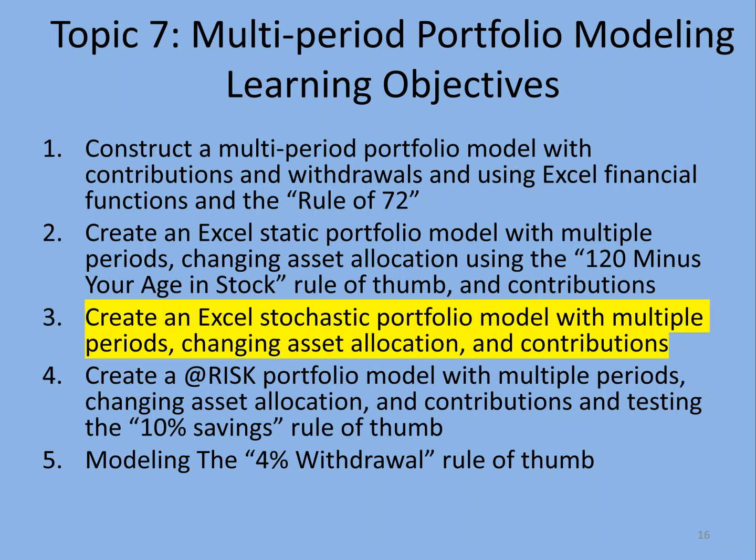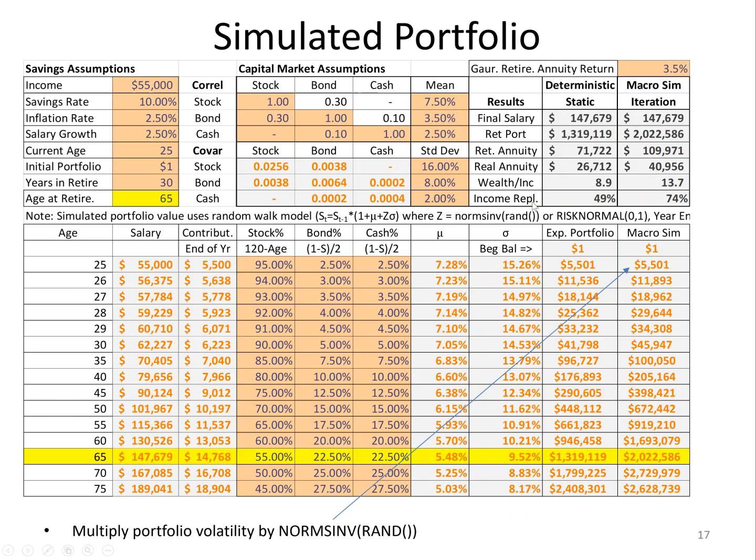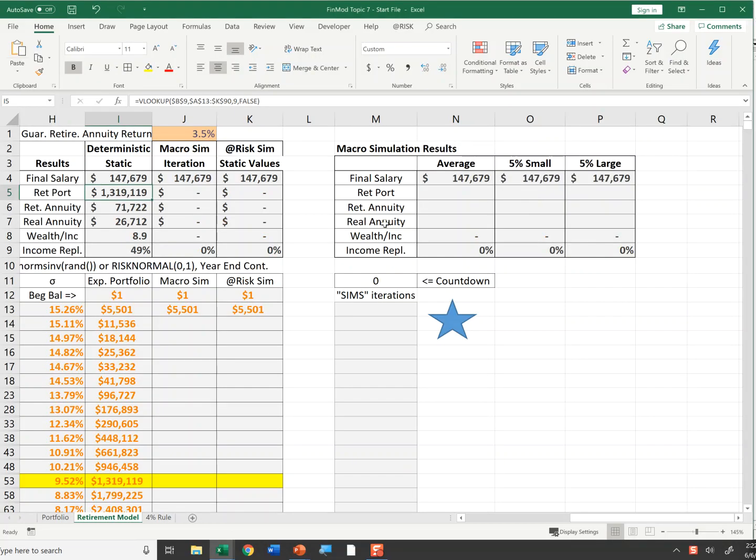Financial Modeling, Topic 7, Section 3. We're going to create an Excel stochastic portfolio model with multiple periods, changing asset allocations and contributions. We're not going to use the @RISK software. That's the next section. However, we're going to use macros to run our Monte Carlo simulation. So we'll go to our spreadsheet.